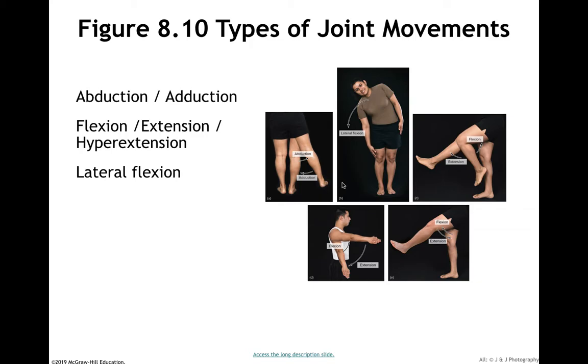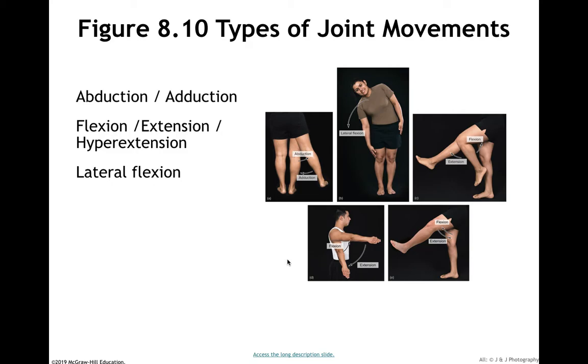Flexion is lifting away. Extension, bringing the arm back. And hyperextension is going beyond the normal angle. That is not always a bad thing, although we often hear of someone hyperextending a joint that's not supposed to be hyperextended. There are also cases where some joints are meant to be hyperextended beyond 180 degrees.